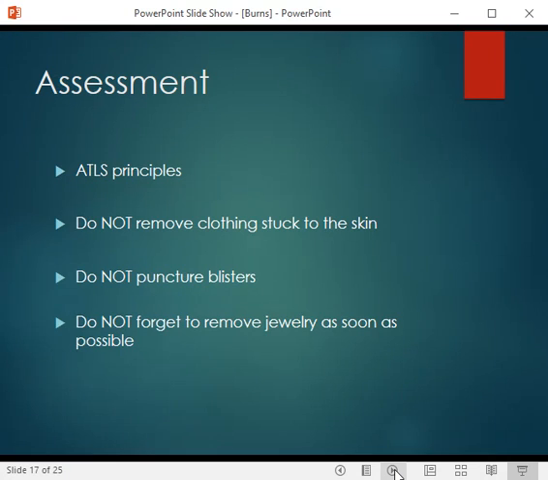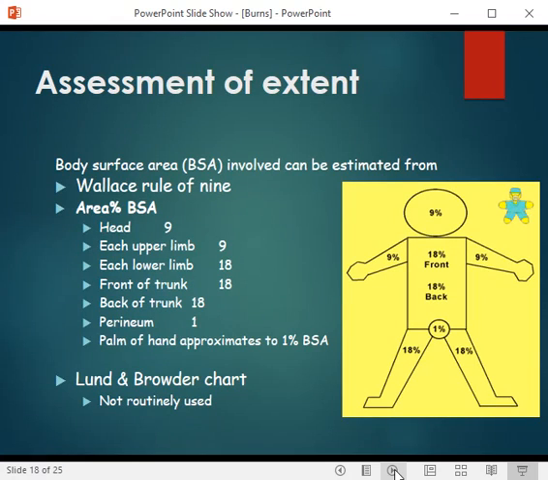And do not forget to remove the jewelry, because one thing, the jewelry will become hot and it will increase the depth of the burn. Second thing, once the limb starts to become edematous, the jewelry may become stuck and it may cause gangrene of the distal area. So you remove the jewelry as soon as possible. Jewelry and any other metallic items on the person's body.